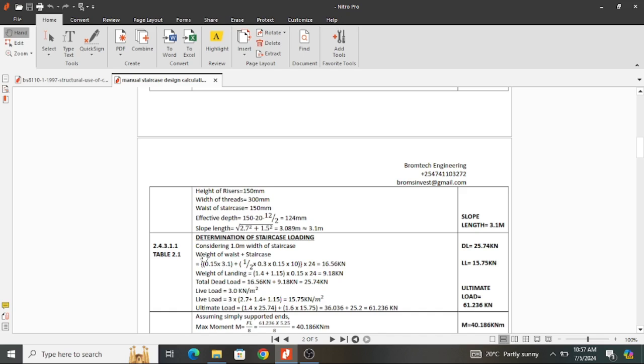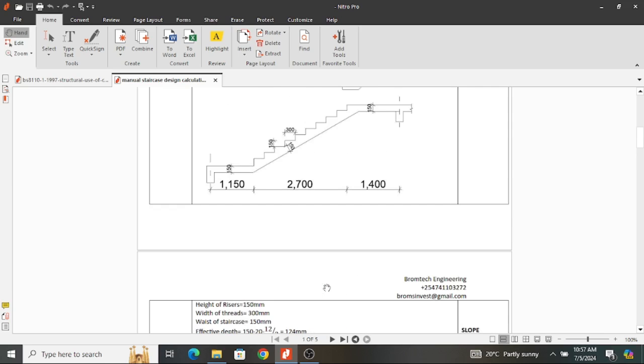So once you add the weight of the stair, the weight of the waist of the stair, and the additional steps, which we have called staircase in this case, you will sum them up and multiply by the density of concrete. That will give you 16.56 kilonewtons, and this is the loading of your concrete at this section.